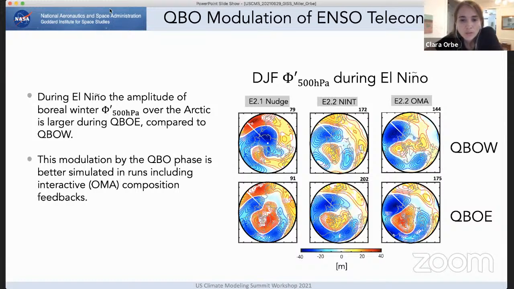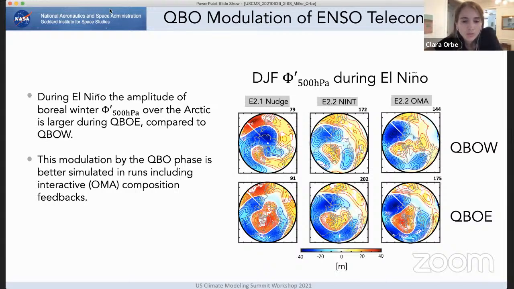So in the middle panel, we have results from the non-interactive version of E2.2. So this again is the free-running high-top version of the GIST model. And then we have the interactive results shown in the right-hand panel. And then what I've also included are results from a 10-member ensemble that was generated using the low-top version of the model, except that the stratospheric flow was nudged to MERRA-2.